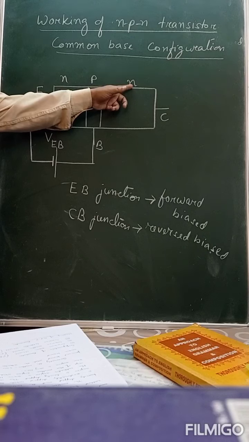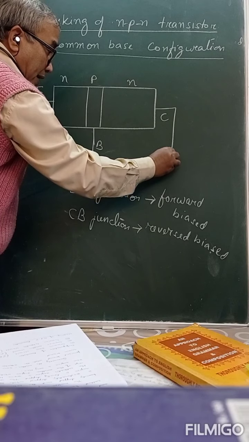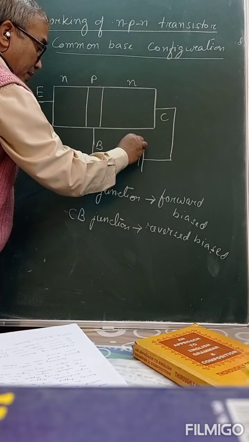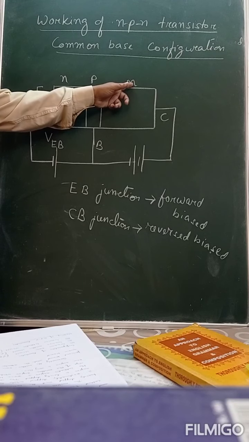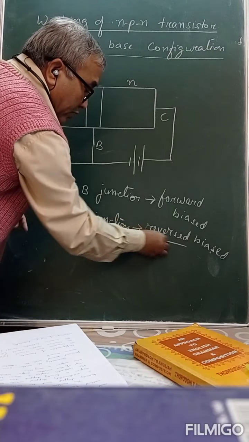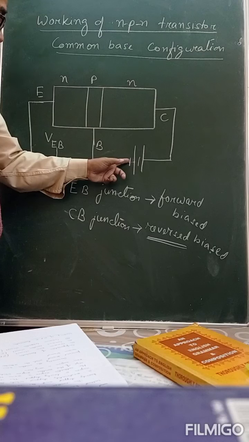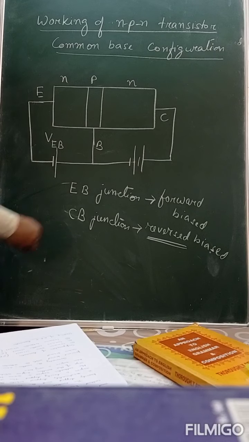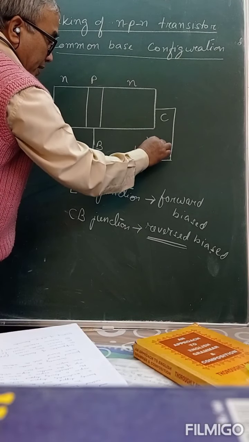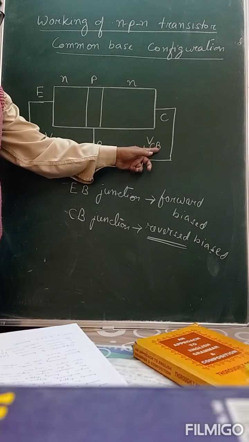Since the collector is an n-type collector, the positive terminal is connected here, so it is reverse biased. The positive terminal of the battery is connected to the n side and the negative terminal to the base. The collector should be reverse biased, and this voltage is written as VCB, collector base voltage. Base is common.